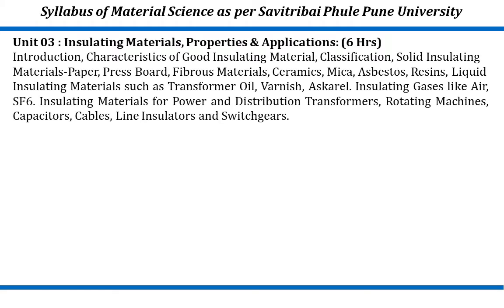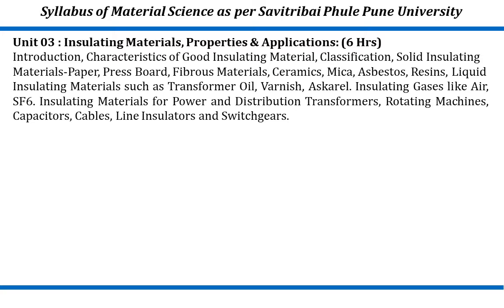The third unit is insulating materials, its properties and applications. Now in this particular unit, we are going to cover what is basically insulating material, what are the characteristics of good insulating material, what is the classification of insulating material, what are the solid insulating materials that can be used, that is paper, pressboard, fibrous material, ceramics, mica, asbestos, resins, liquid insulating material such as transformer oil, varnish, askarel, then insulating gases like air and SF6, that is sulfur hexafluoride.